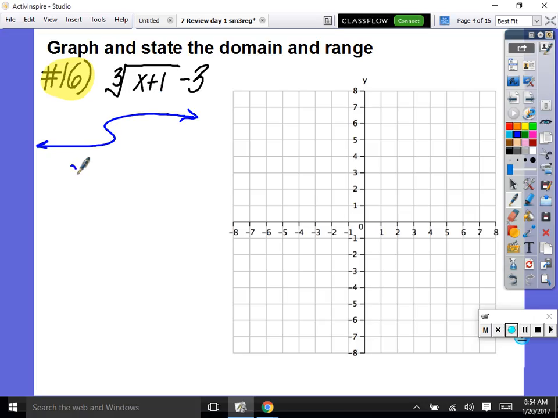So what is the parent function? Cube root of x, right? So this is what I want to see from most of you, because a lot of you are just doing rough sketches and that's not good enough. You have to have exact points. So let's plug in some values. What are some pretty cube roots?